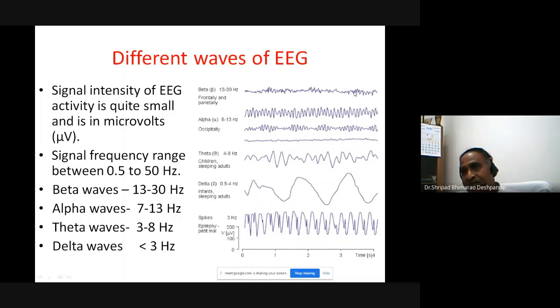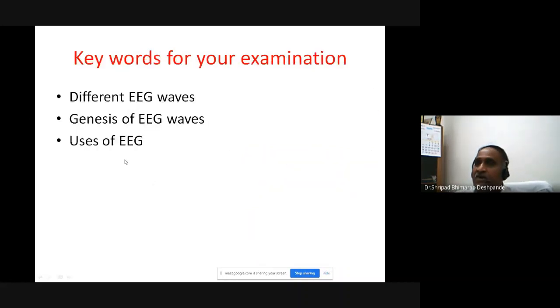So the beta is when eyes are open, and this is eyes closed, not thinking of anything. Then the first stage of sleep, the deep sleep, and petit mal epilepsy. You can just read about these things. Now, the keywords for you: different EEG waves, genesis of EEG waves, uses of EEG that I have covered.